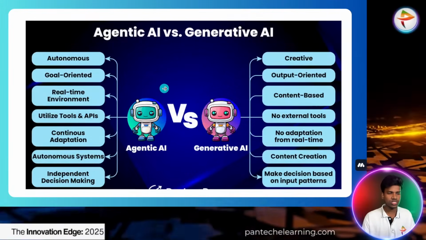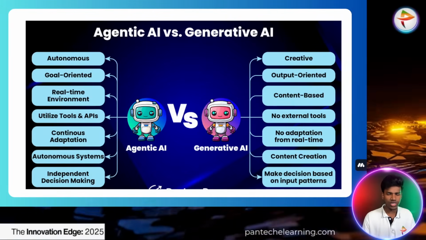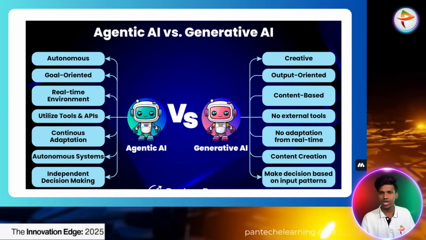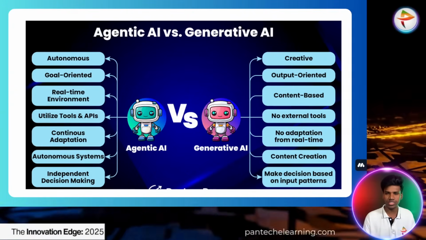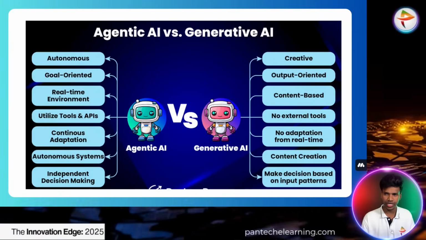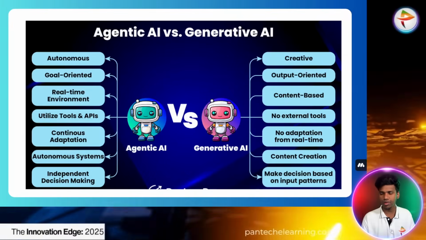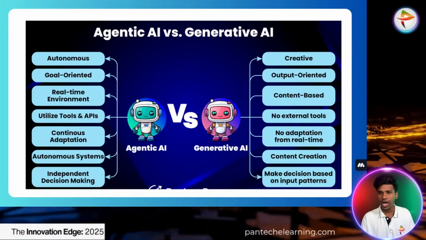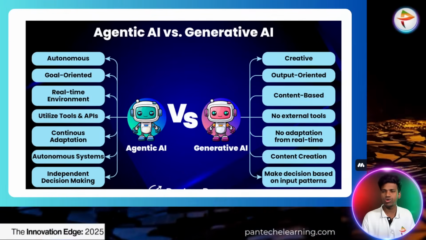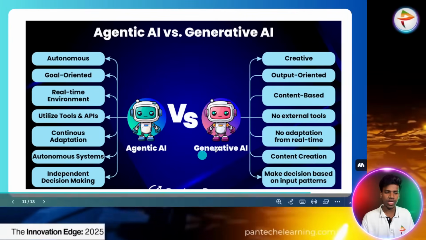Then, agentic AI versus generative AI. Agentic AI is autonomous, goal-oriented, works in a real-time environment, utilizes tools and APIs, continuously adapts, and makes independent decisions. These are the factors used in agentic AI. Generative AI is creative, output-oriented, and content-based. It uses no external tools, has no real-time adaptation, and creates content, making decisions based on input patterns. This is the difference between generative AI and agentic AI.